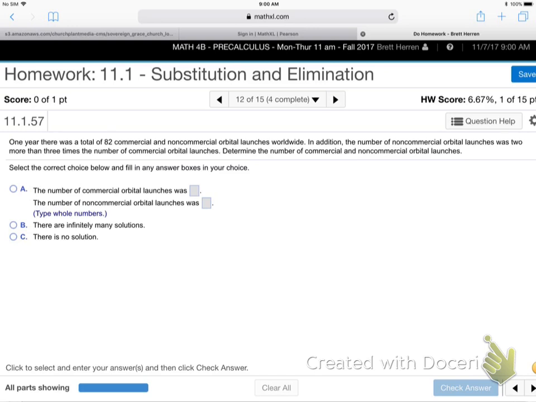Okay, anyway, so word problems, right? We're finishing up 11.1. It says one year there were a total of 82 commercial and non-commercial. Let's just call them C for commercial and N for non-commercial. Total of 82. What do you do with total of 82? You don't subtract, right? How do you total things? Well, you add them. So C plus N is 82, right?